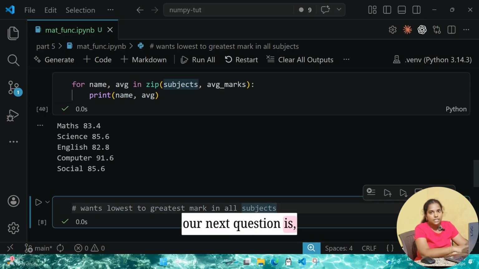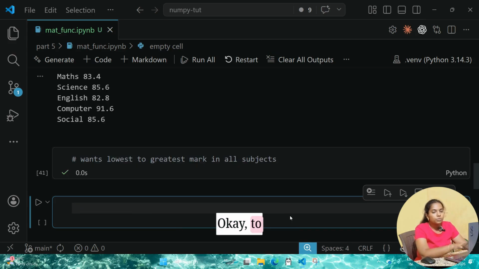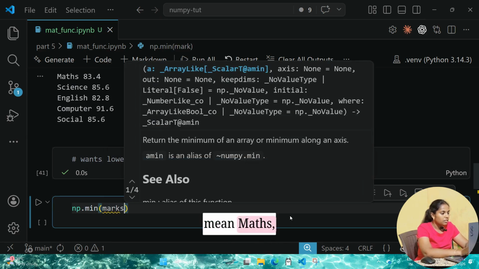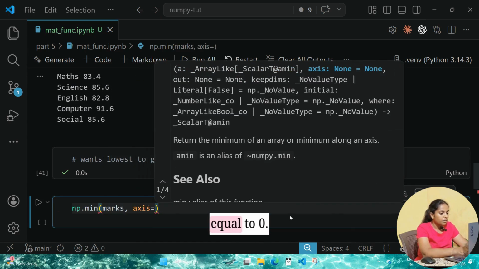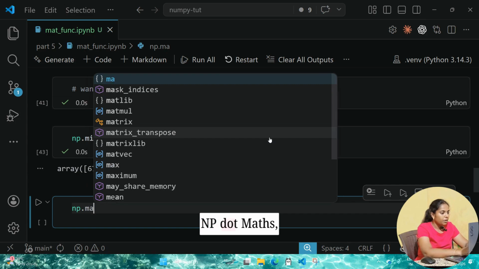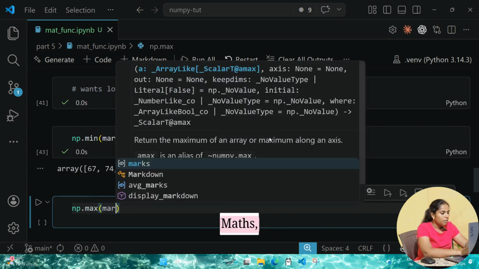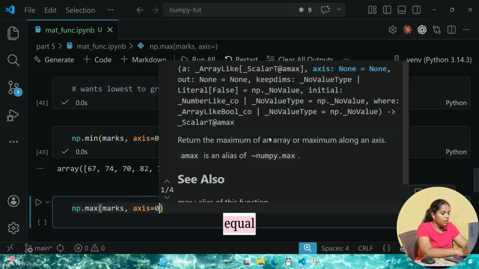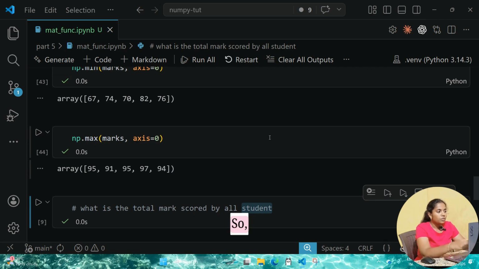So our next question is, what is the largest and lowest value in all subjects? Okay, to do that, same thing, we are going to use min and max. np.min marks, axis equal to 0. Okay, same, np.max marks, axis equal to 0. So we find our lowest and greatest values.